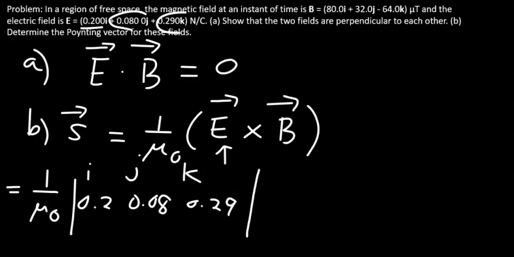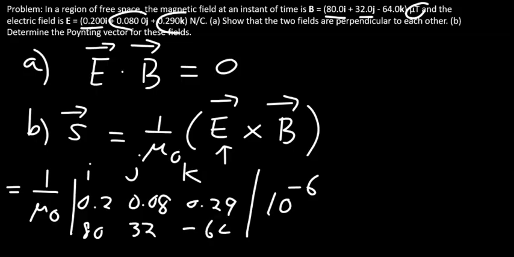Now let's look at the magnetic field. The x component is 80 times 10 to the power minus 6. We can write that 10 to the power minus 6 outside. The y component is 32, and the z component is minus 64.